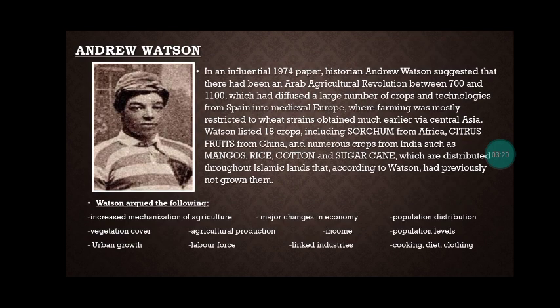Okay, Andrew Watson. In an influential 1974 paper, historian Andrew Watson suggested that there had been an Arab agricultural revolution between 700 and 1100, which had diffused a large number of crops and technologies from Spain into medieval Europe, where farming was mostly restricted to wheat strains obtained much earlier via Central Asia. Watson listed 18 crops, including sorghum from Africa, citrus fruits from China, and numerous crops from India such as mango, rice, cotton, and sugar cane, which were distributed throughout Islamic lands that, according to Watson, had previously not grown them.